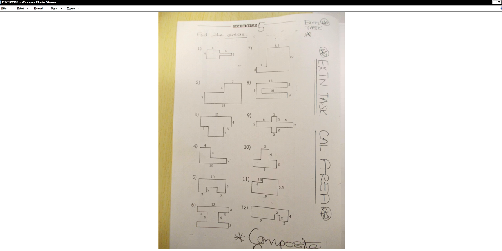Okay, give me the technique for number 1. How are you going to do number 1? What are you going to do? Just visually explain it to me, how you're going to split it or what you're going to do. So you're going to do length times width plus length times width.